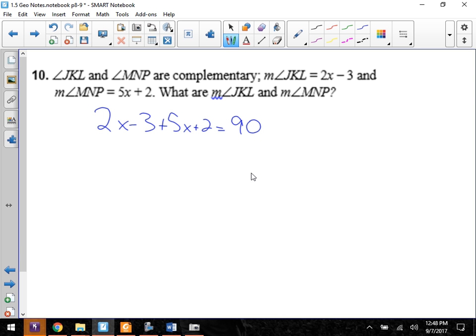And why do we know that it's 90, not 180 when you're looking at complementary versus supplementary? C comes first in the alphabet. Complementary comes before supplementary. I like my C. Complementary is 90. Okay.